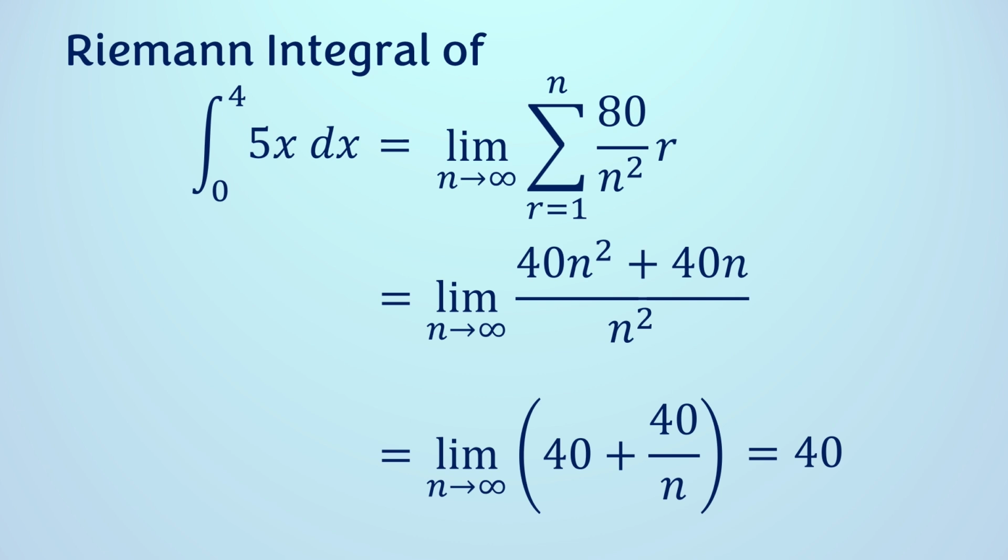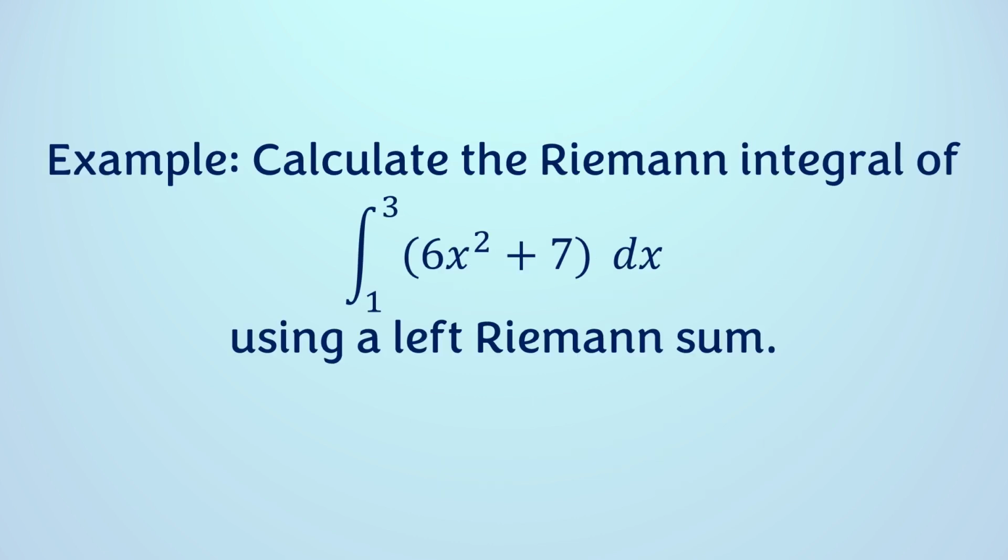But okay, that was the area of a triangle, which wasn't particularly interesting, so let's now try and do the Riemann integral of something a little more spicy. We're going to work out the Riemann integral of 6x squared plus 7 over the interval 1 to 3, using this time a left Riemann sum.